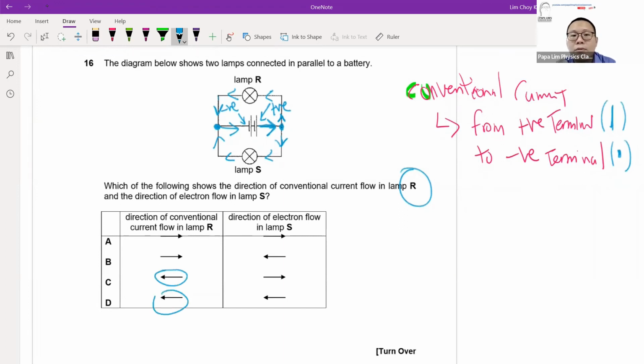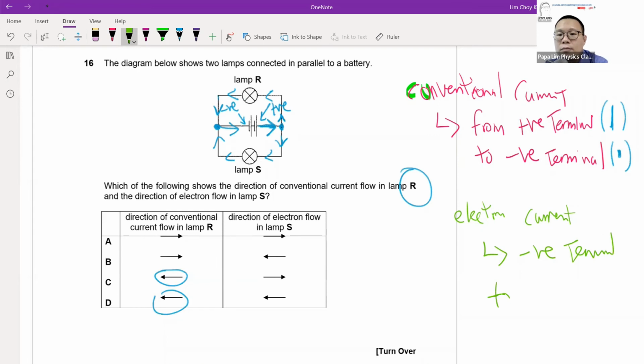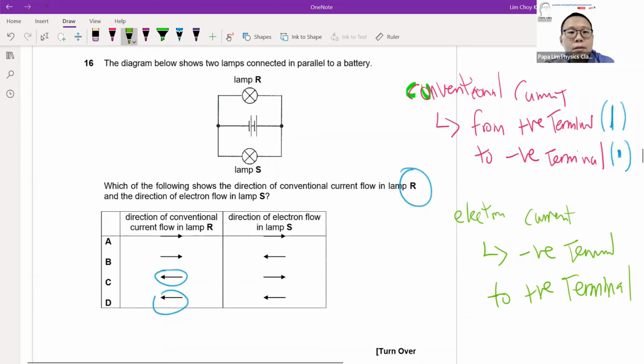Now, if you look at electron current, it will be the reverse. Look at how the electrons actually flow from the battery. So it's always from where? It's always from the negative terminal to the positive terminal. So negative terminal is here. You go out from the negative terminal, then hit the junction, the node. One of them will go up, the other one will go down.